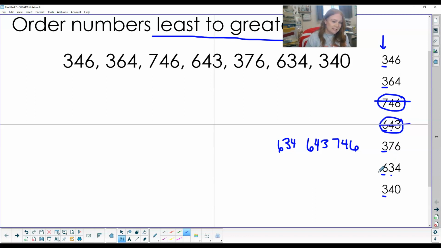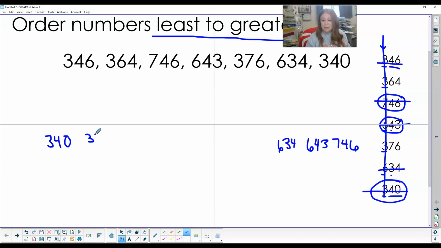So I used my 6 and my 6. Okay, so I'm looking for my smallest 3s. So I know all of these are the same. So I'm going to start looking here. We've got 4s, 6s, and 7s. I'm going to look at these 4s. 340, 346. Oh, that one is the smallest over here at 340. That one is done. And then 346 will be next.